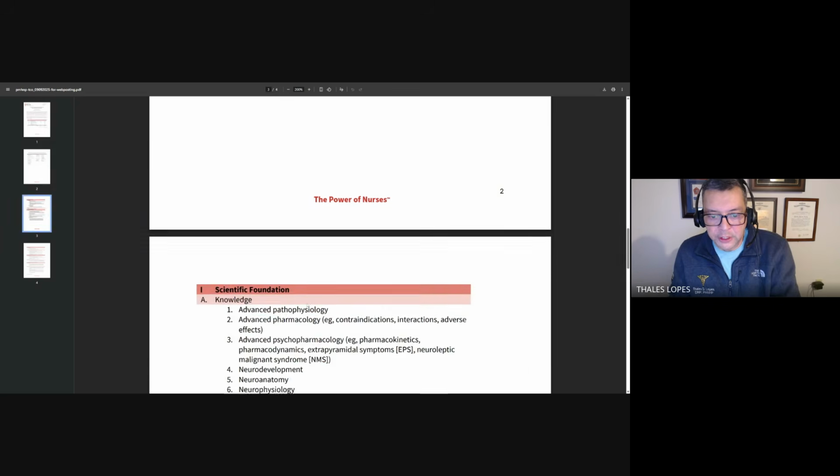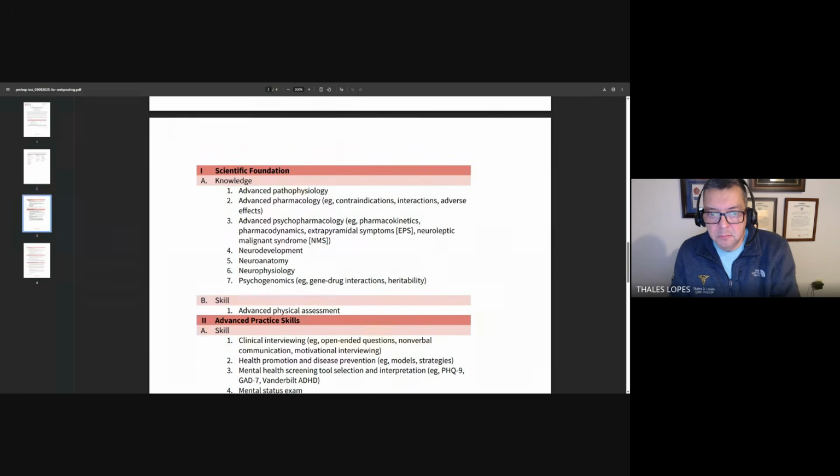Well, advanced psychopharmacology, contraindications, interactions, and adverse effects. Have you guys noticed they do not look for the common things on medication? They look for things that cause agranulocytosis, aplastic anemia, liver toxicity, pancreatitis. So basically, they're telling us what they're going to test on psychopharmacology.